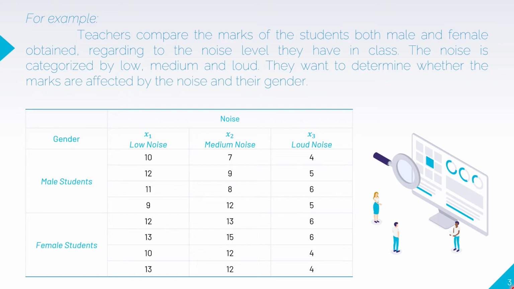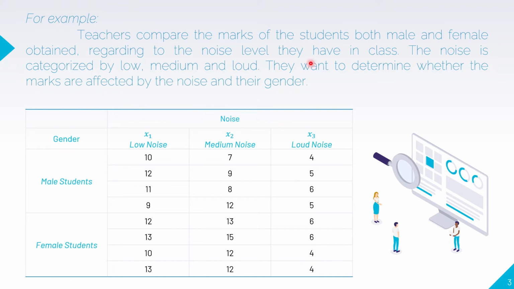The noise is categorized by low, medium, and loud. They want to determine whether the marks are affected by the noise and their gender. So in this case, we are discussing the two-way ANOVA. We have two factors, which are the noise and the gender.